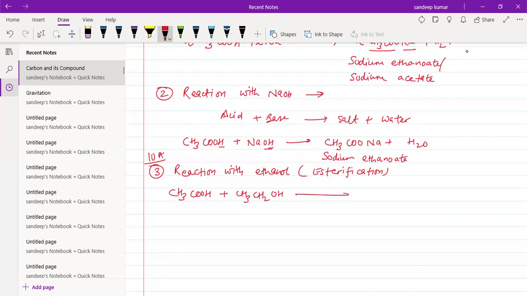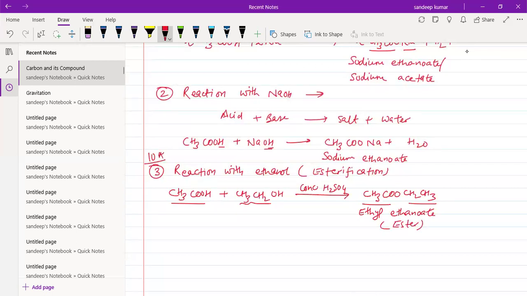Okay, here we are using concentrated H2SO4. It acts as a catalyst, we can say. Okay, what will happen? CH3COO ester is formed, children. CH3COO and CH2CH3 join. So this is ethyl ethanoate. This is the fruity smelling compound called an ester.